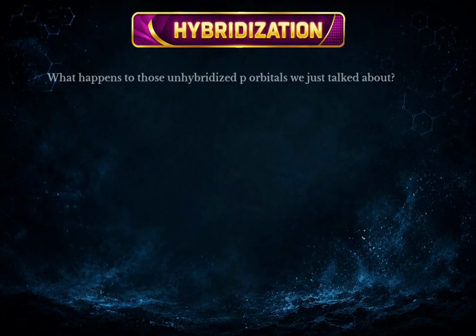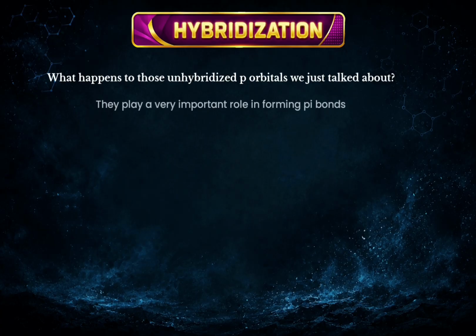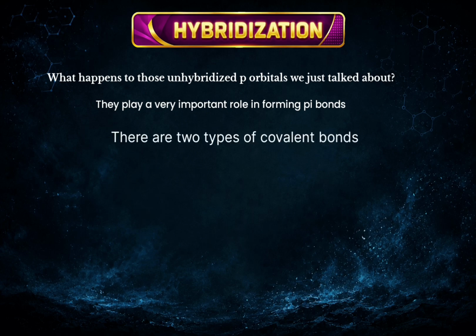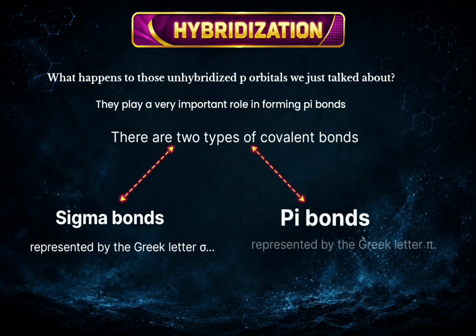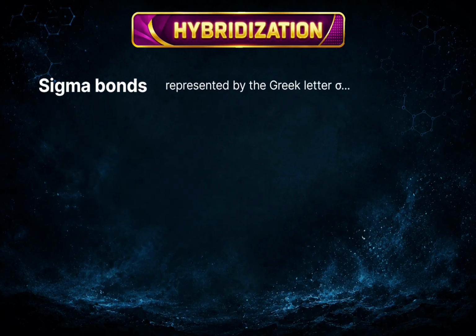So, what happens to those unhybridized p orbitals we just talked about? They don't simply disappear. Instead, they play a very important role in forming pi bonds. To understand this, we first need to know that there are two types of covalent bonds. Sigma bonds, represented by the Greek letter sigma, and pi bonds, represented by the Greek letter pi. Let's start with sigma bonds.